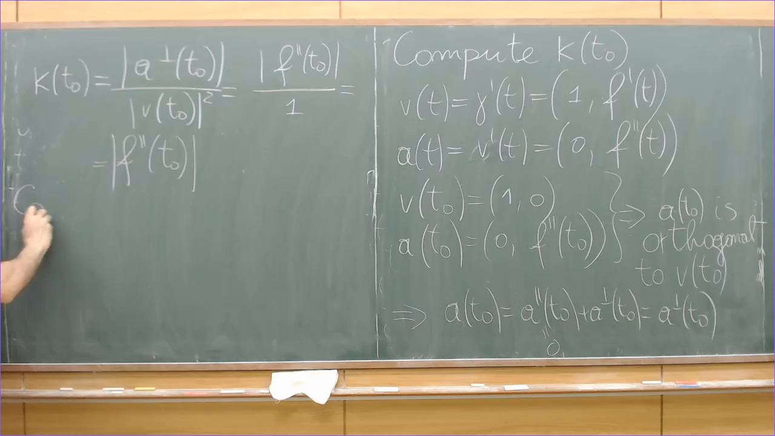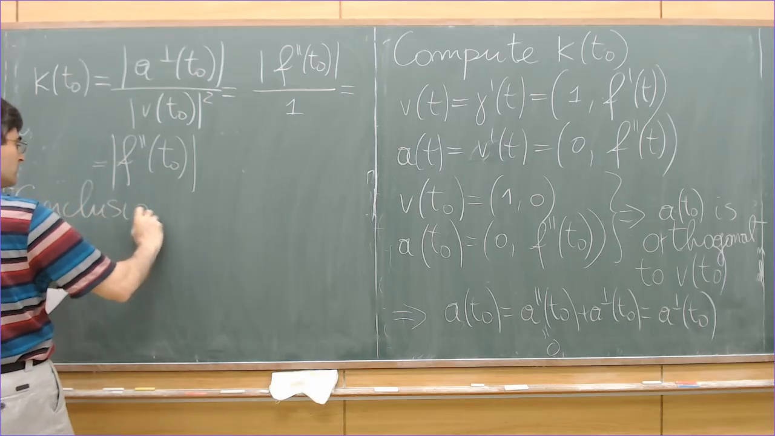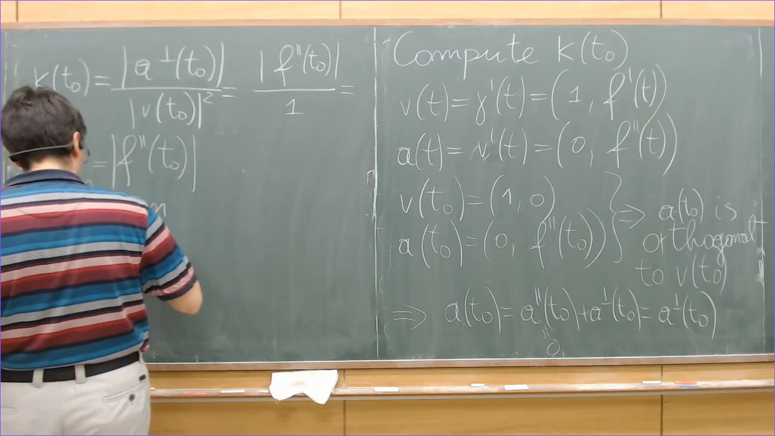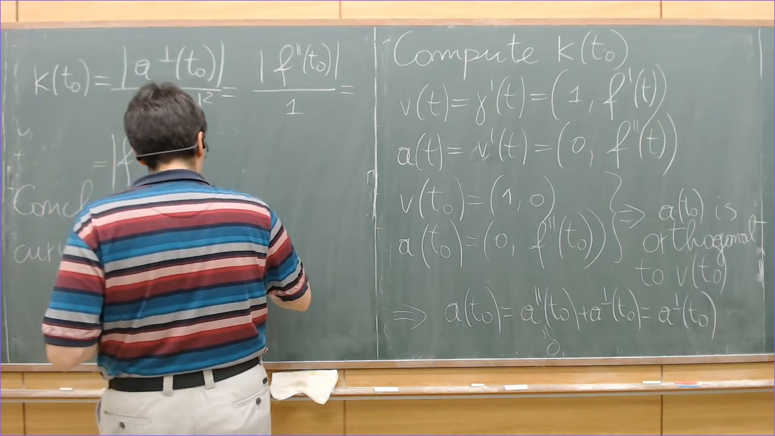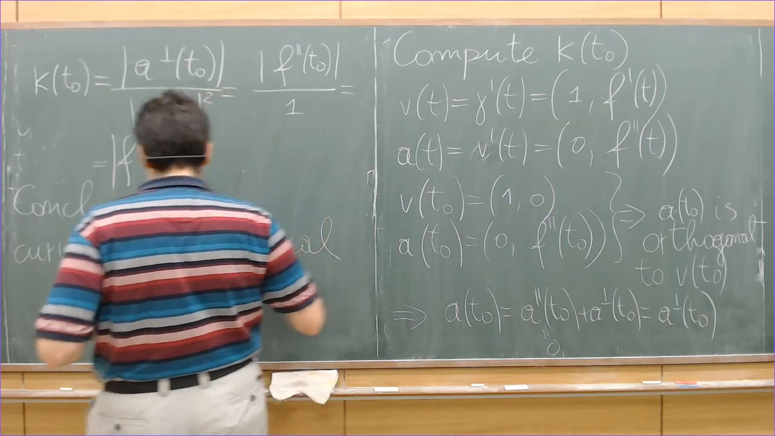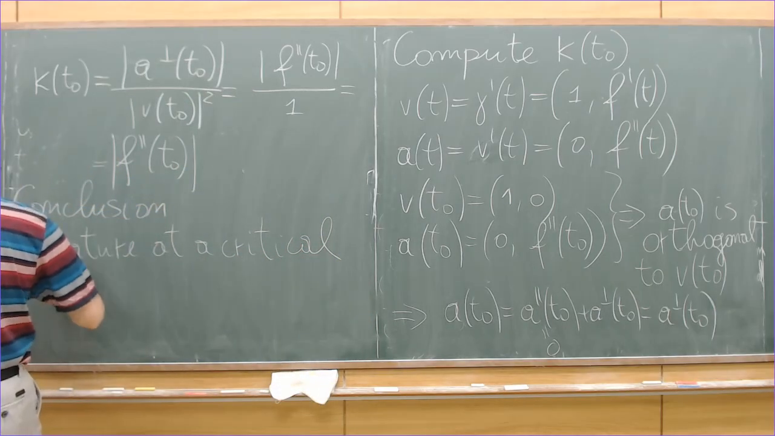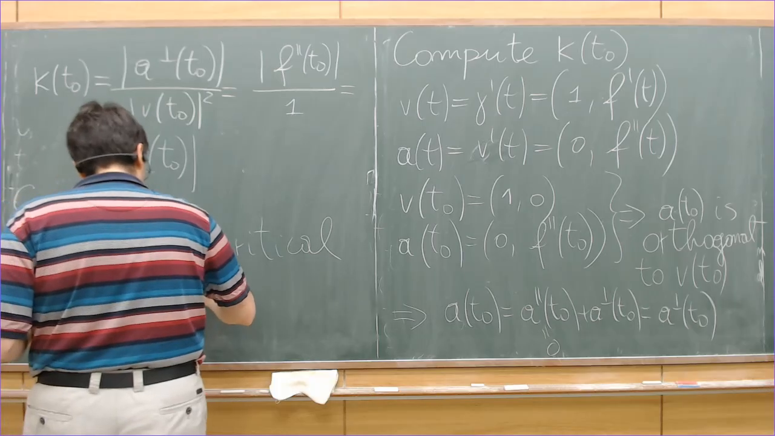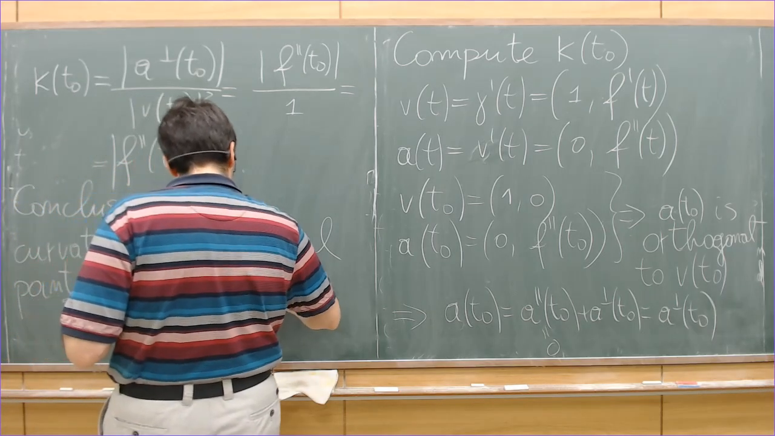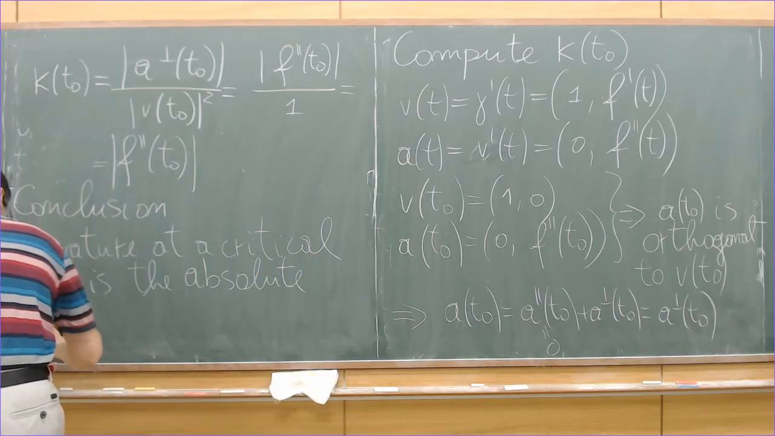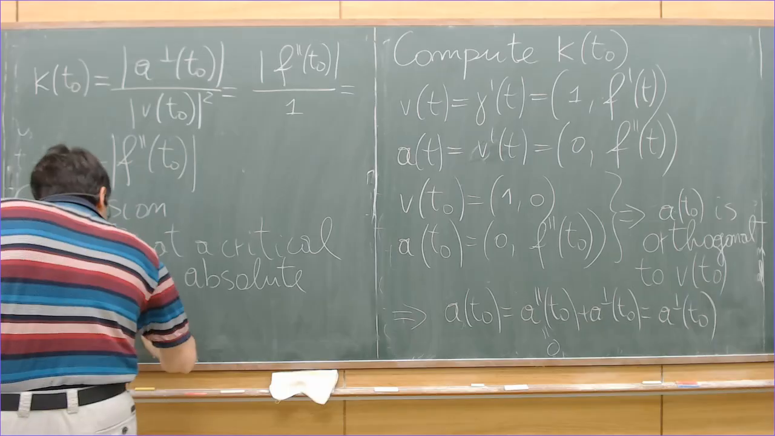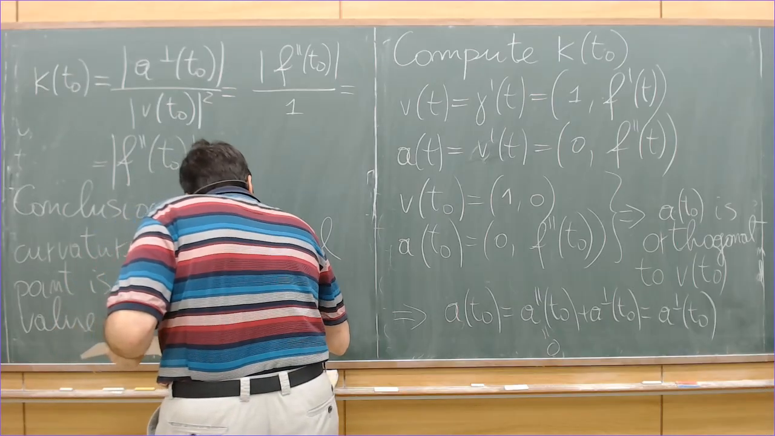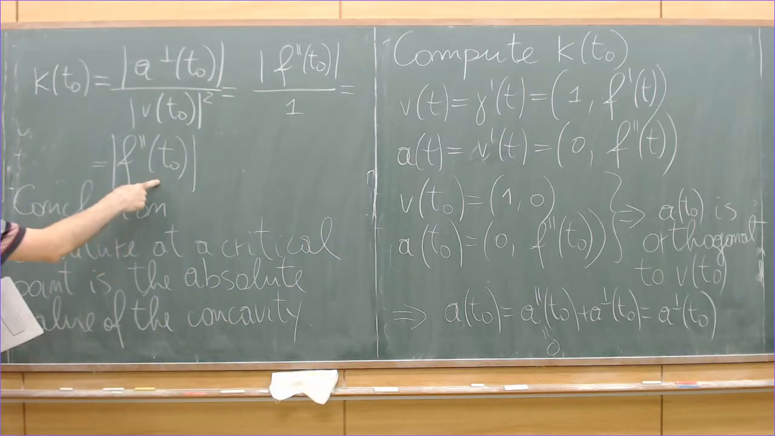So the conclusion is that the curvature at a critical point is the absolute value of the concavity, that is the second derivative at the critical point.